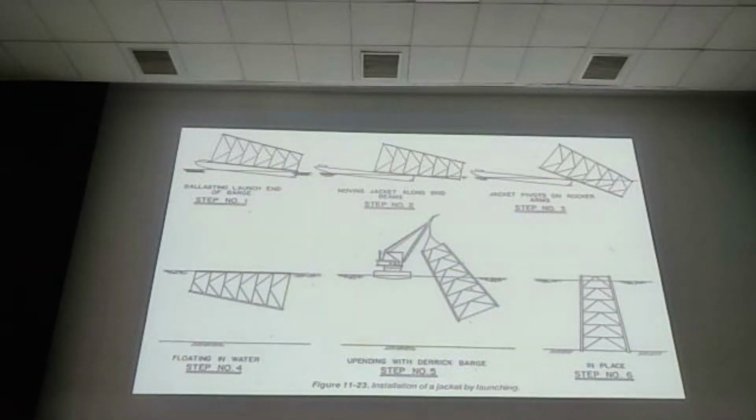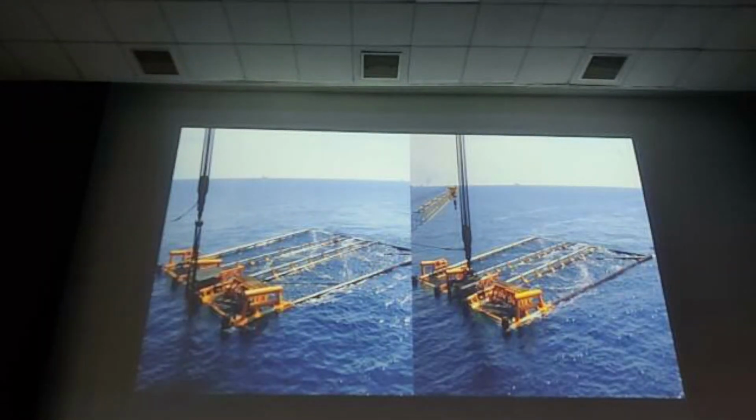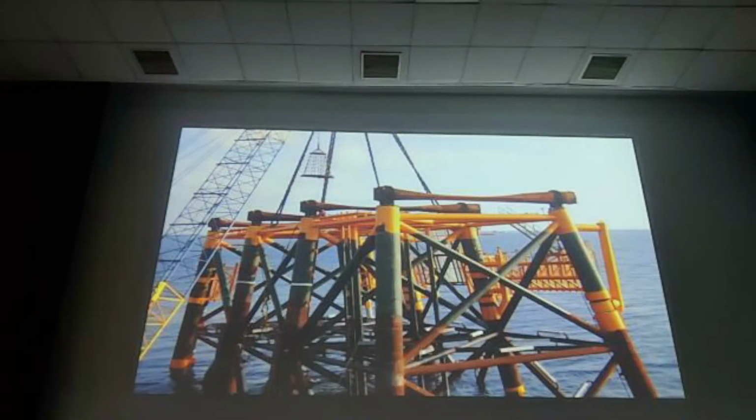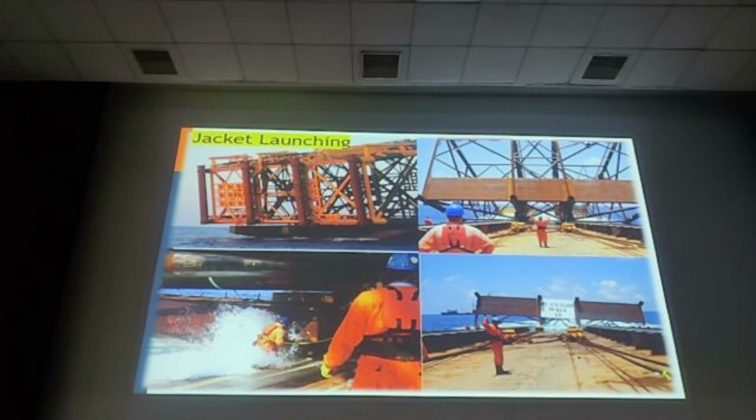So this is the jacket launching scheme. We can launch it like that, and with the help of the crane we can upend it, because once you launch into the water, you will feel the swing as buoyancy takes over, and the crane can control it. This is an 8-leg jacket. You will upend it and it will be positioned. So you can see that launching image.